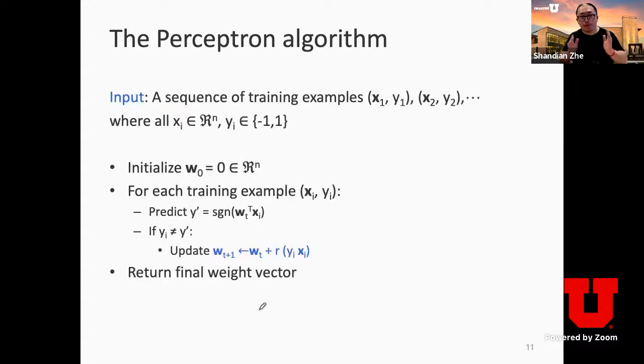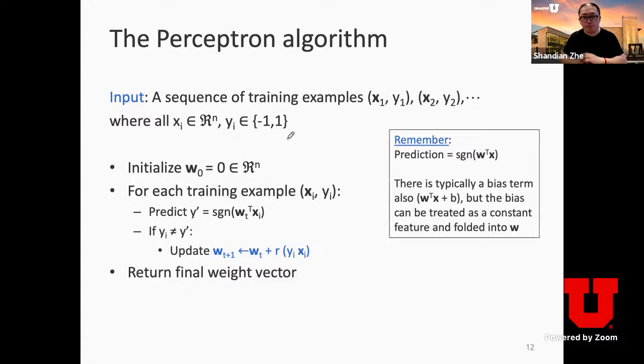Great. So now here is the algorithmic framework of the perceptron algorithm. Again, we assume our input is a sequence of training examples: X1, Y1, X2, Y2, X3, Y3, until say XN, YN. For every training example, the input Xi belongs to the n-dimensional input space, where the output Yi is either -1 or 1.